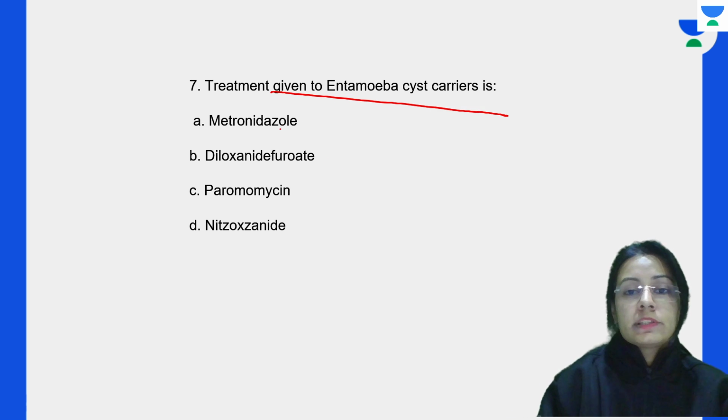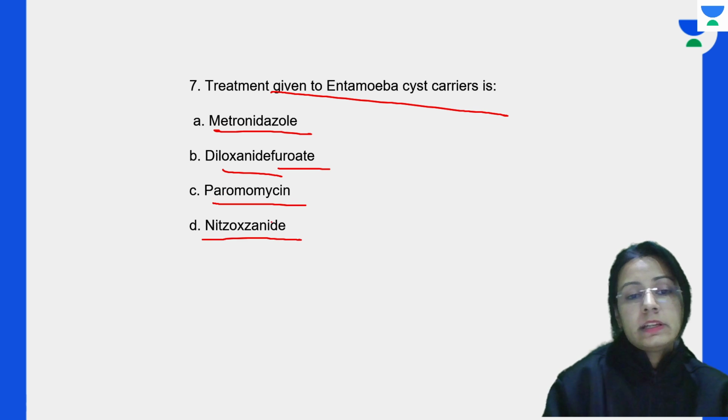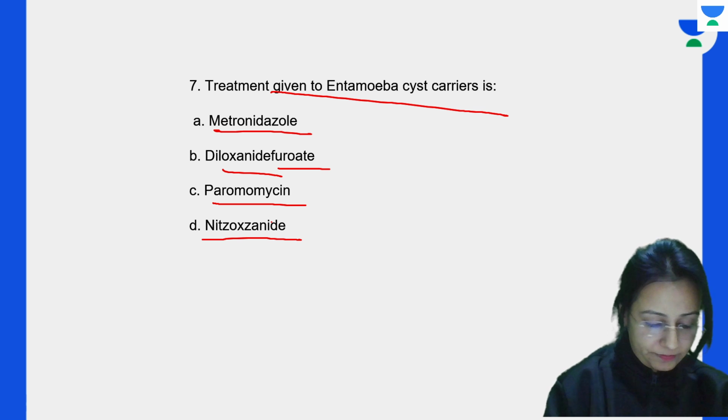Treatment given to an Entamoeba cyst carrier is metronidazole, diloxanide or paromomycin, nitazoxanide.